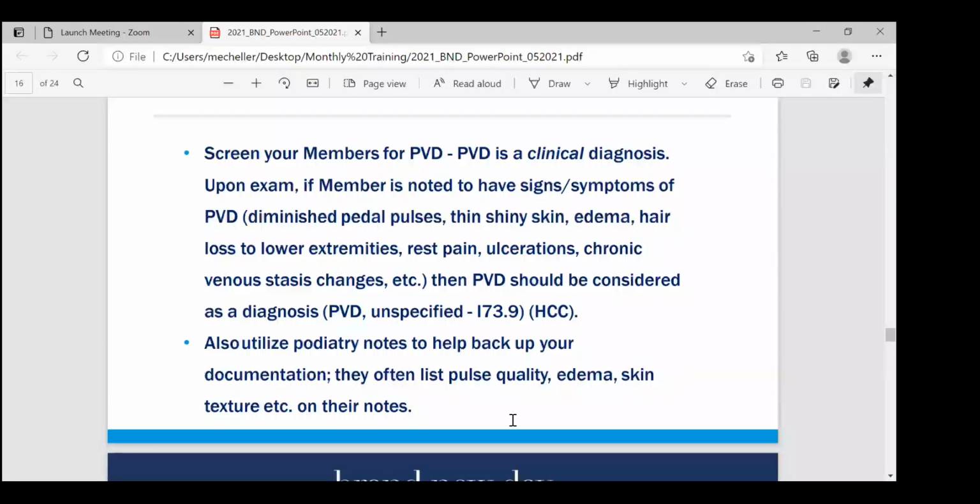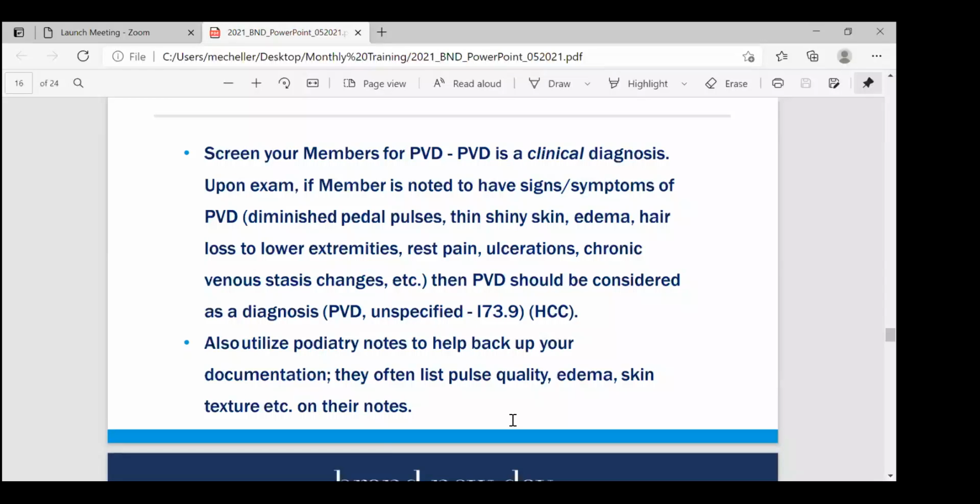Also look at podiatry notes. So we are looking now to determine through our data whether the PCP receives the specialty reports back in the charts in order to complete necessary follow-ups and make sure that we're coordinating with specialists. So in this particular case, utilize podiatry notes to back up and support the information.